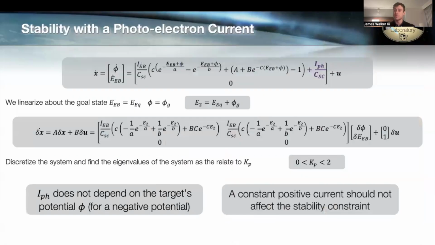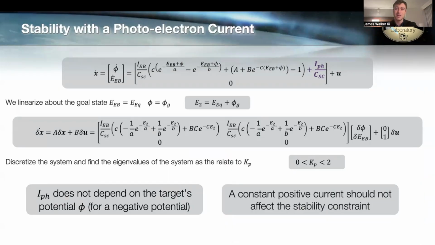So taking a step out of experiments and looking at stability analysis, the full stability analysis presented in the paper, but just looking at the highlights here, we can see that we have the same charging equation as we had with the original active charge control, but now we have this additional IPH term, this additional positive photoelectron current. So performing the same stability analysis, we take our differential equation and we linearize it around the equilibrium state, the goal state of the system.